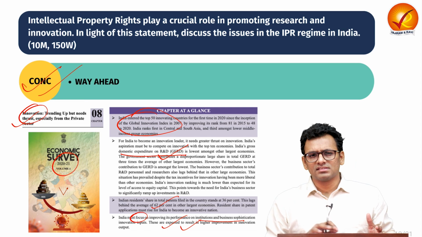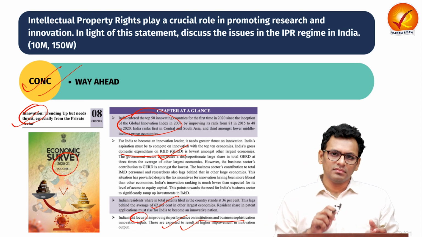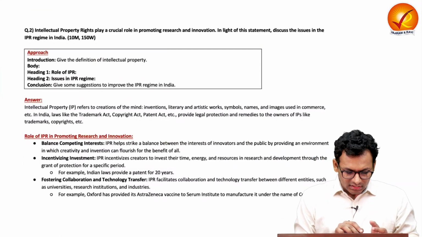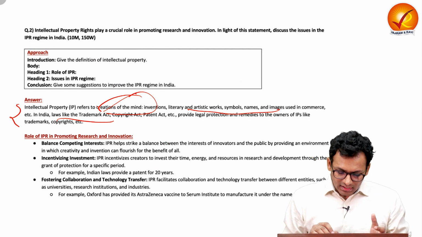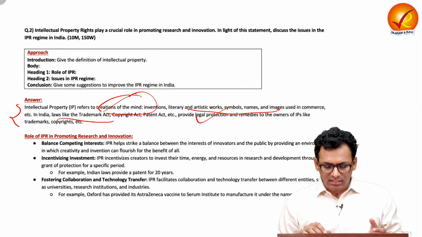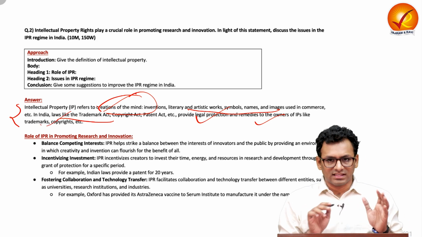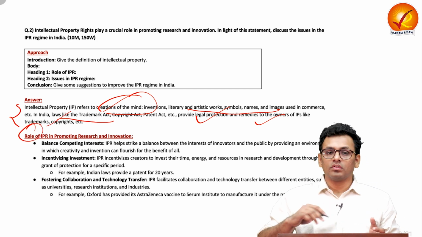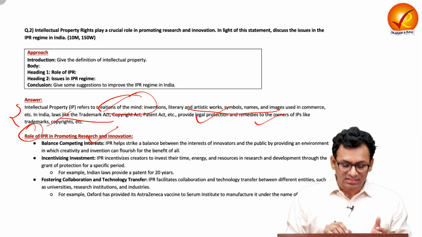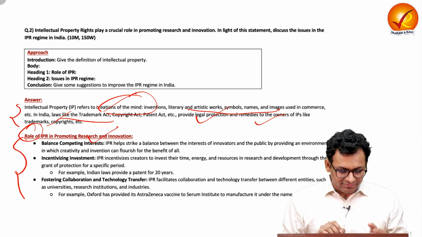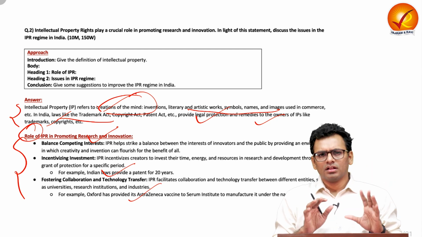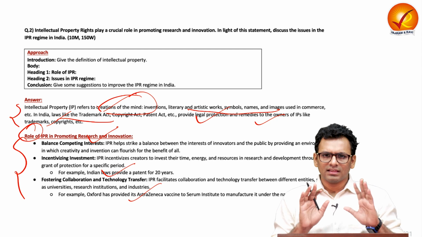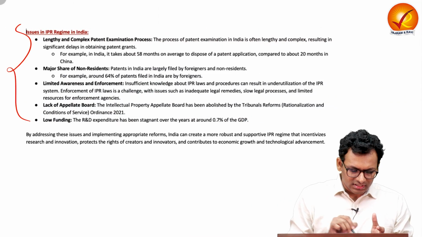Now let us see the model answer and understand how can we inculcate the same in our answer writing practice. In the introduction, you can define it as a creation of mind. You can list out different types of intellectual properties and talk about how they provide legal protection and remedies to the owner, etc. Then you can talk about the role of IPR in promoting research and innovation in the nation. You can cite different points with respect to the same and give proper substantiation to ensure your point is very holistic and sufficient. Then you can talk about the issues.